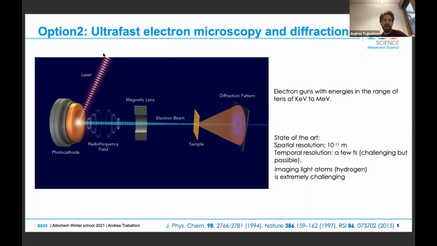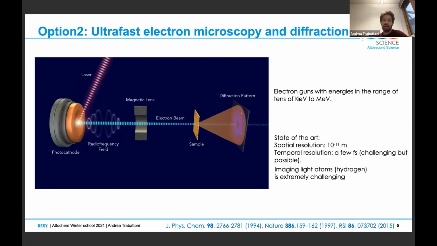That means that you can have a laser focused on a photocathode, and in this way create a bunch of electrons. You create your own electron gun. You can shape and manipulate this bunch of electrons both in the spatial domain and in the temporal domain, and you can use them as a source to do diffraction.